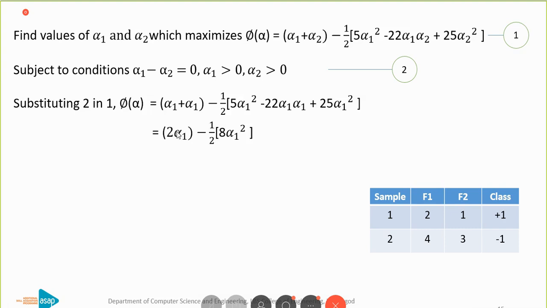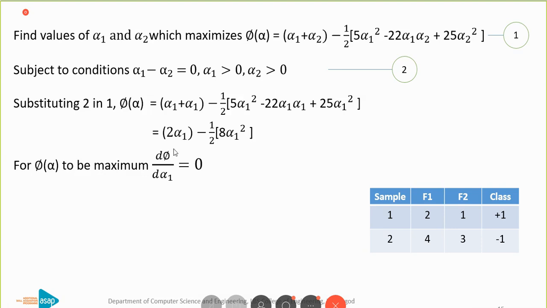When I substitute, this term will become 2 alpha 1 minus 1 by 2 into 8 alpha 1 square. Minus 25 plus 5, 30 minus 22 alpha 1 square, so that will be 8 alpha 1 square. So your phi of alpha is 2 alpha 1 minus 4 alpha 1 square. Now we have to find the maximum. So for phi of alpha to be maximum, you have to take the derivative and equate that to 0. The derivative is very simple here.